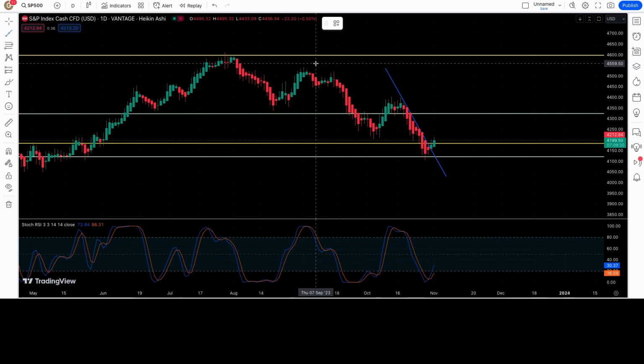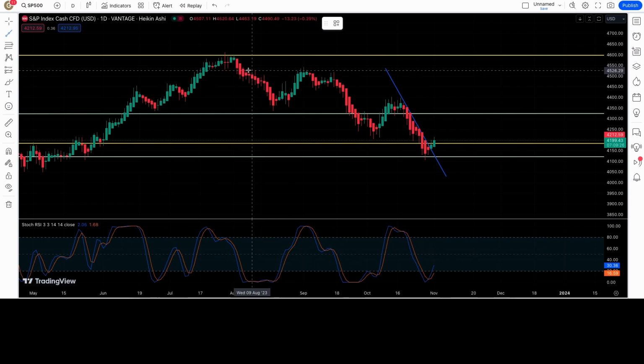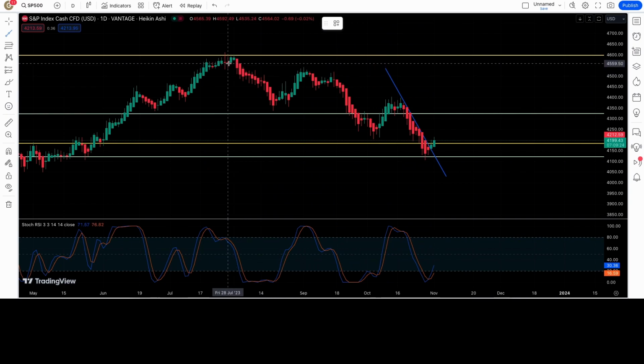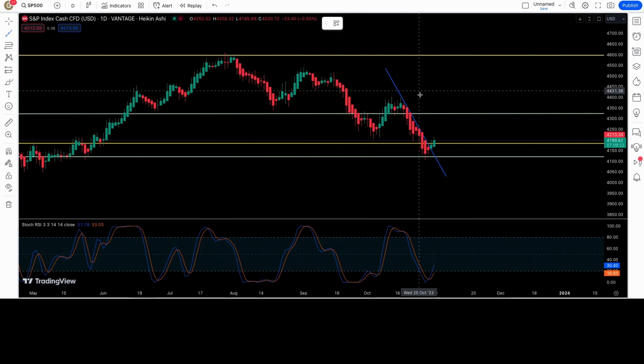As an extra confirmation, we have the stochastic RSI breaking the lower level. I believe that this is a very good setup and we should take it. Of course, we can see the results later on.